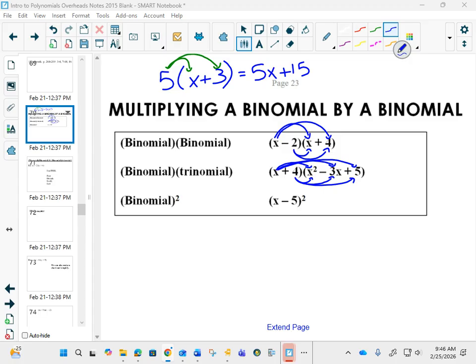And if you have something squared, remember squared means multiply by itself. So if we rewrite it as multiply by itself, this is the same as a binomial times a binomial. So we multiply all of these together.